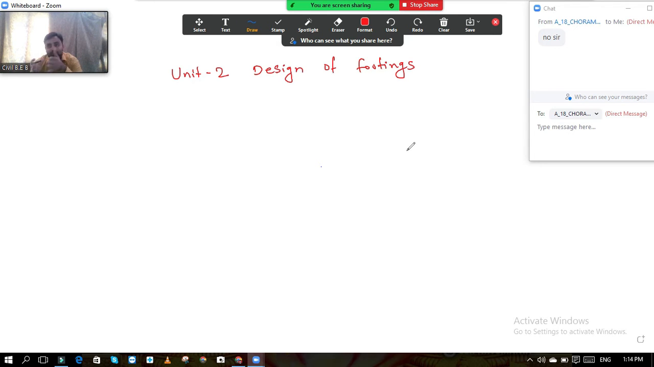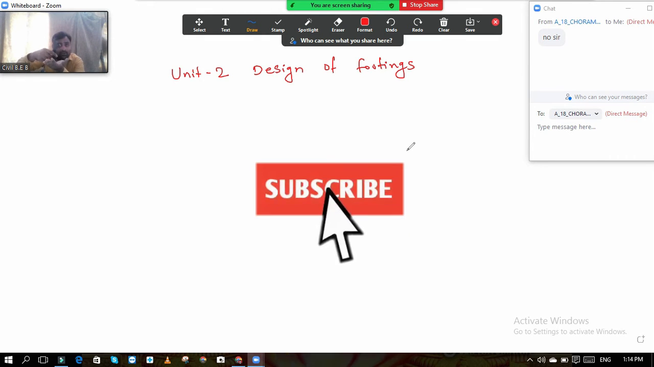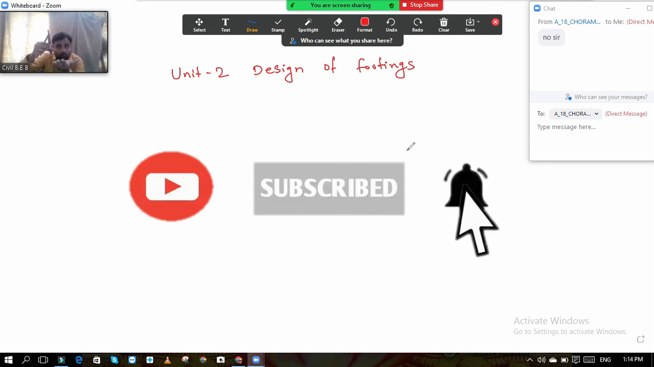A column is a member which has less cross-sectional dimensions as compared to its length. So the cross-sectional dimensions are less. Now if you rest this column directly on the ground, this is the cross-section of the column, the front side, and this is the length of the column. Imagine the footing is not provided, and you directly rest this column on the ground, then this column will try to punch through the ground.